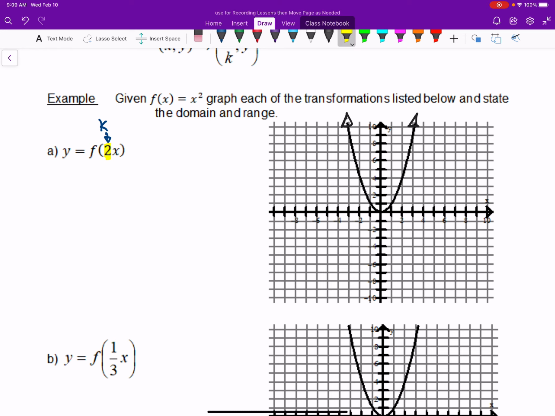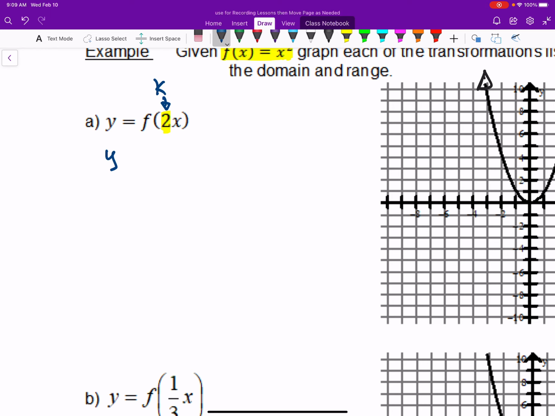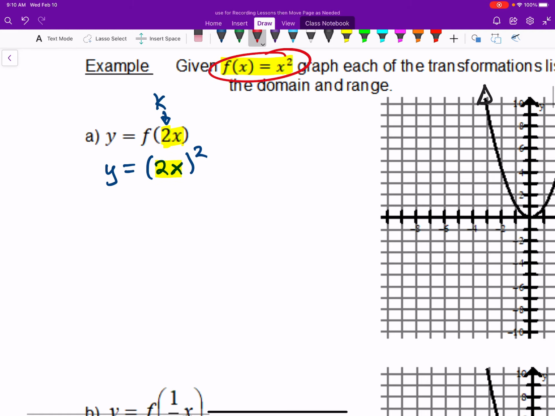We're being told that f of x equals x squared. So f of x is our basic function, and then what we're being told down here is that we want to put a 2 into our basic function. If our basic function is x squared, then we're being told to put 2x into it. So we're replacing x in f of x equals x squared with 2x, squared. Again, it's using the function notation just to substitute things in. So this is the equation that we're asked to work with.